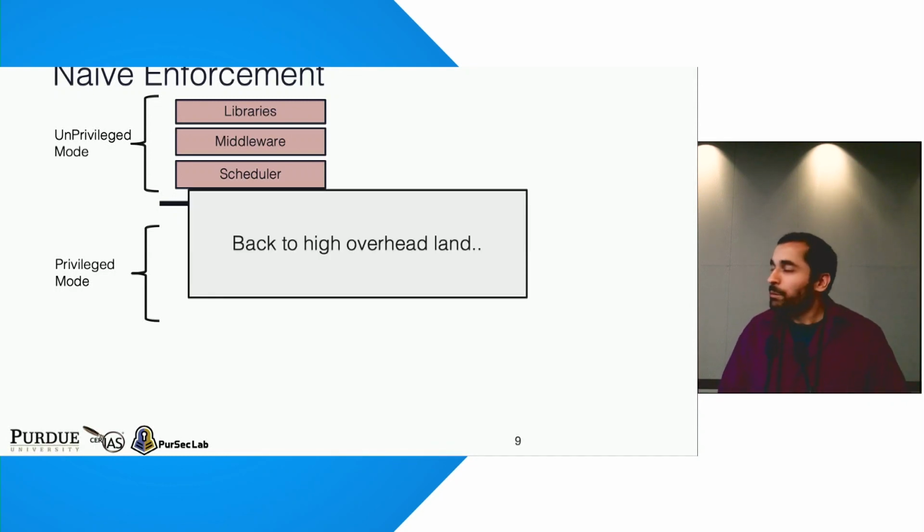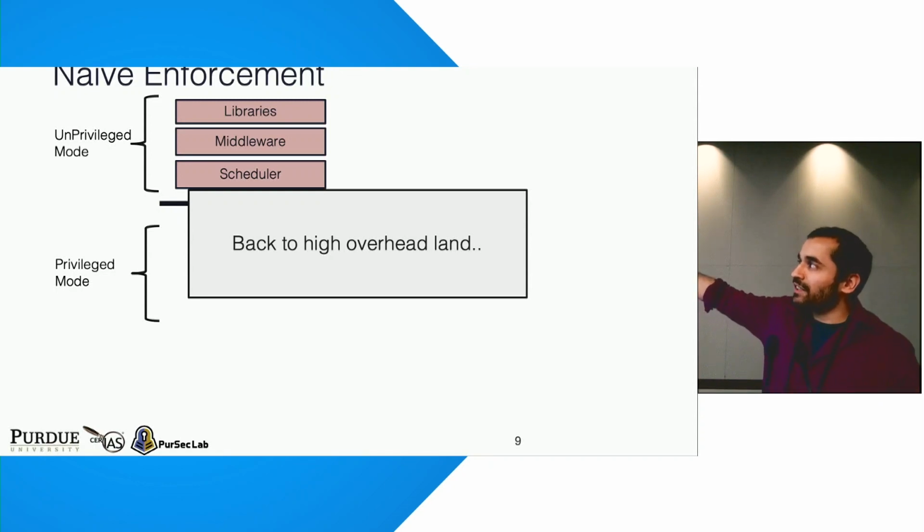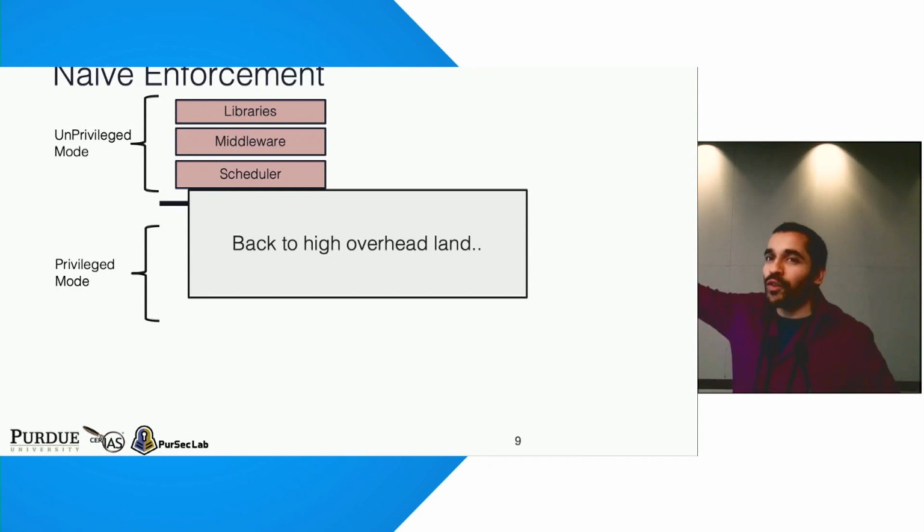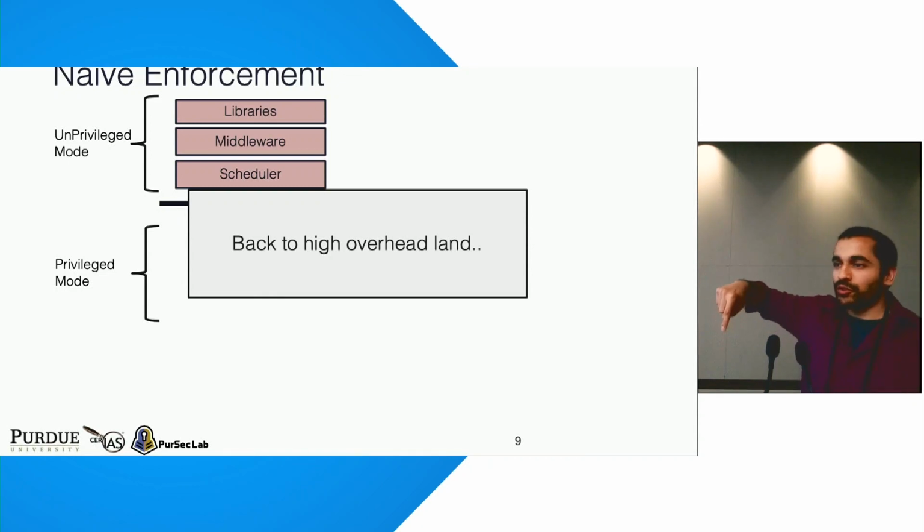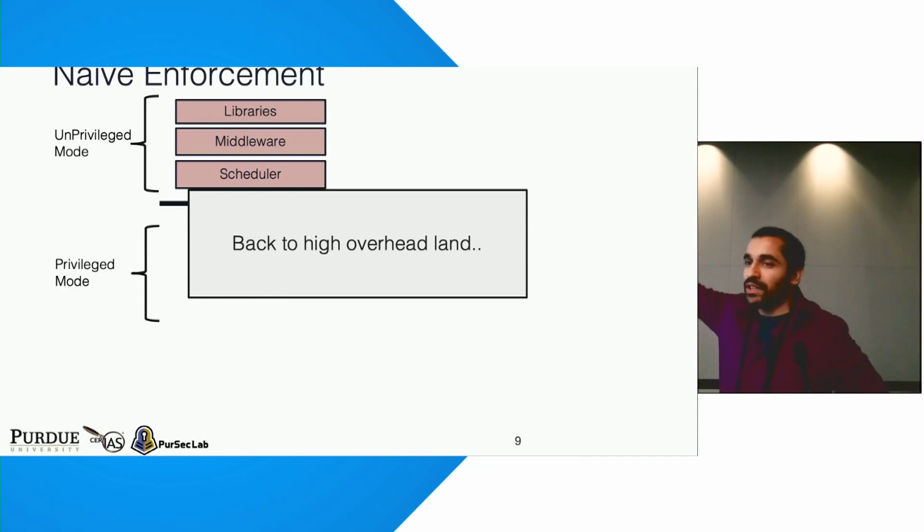But people did not even use context switching in the normal embedded system work. So we're back to high overhead land. And this is not going to sit right with the existing people. And one more thing that we need to notice here is that whenever you're moving the whole firmware from the privileged mode to the user space or the unprivileged mode, there's going to be some non-trivial porting effort.